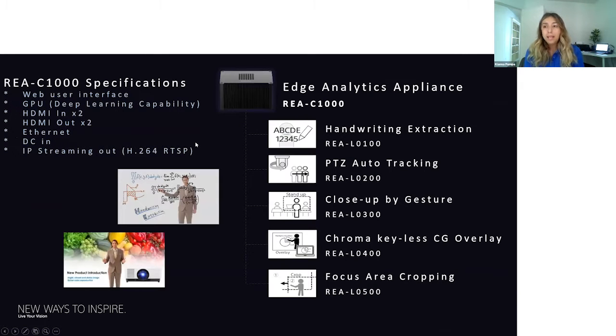So with that being said, let's talk a little bit more in depth on each component. Our Edge Analytics Appliance is what I call the brains of the operation. And we allow for 5 different licenses. Today we are strictly focusing on handwriting extraction and PTZ auto tracking. But in the chat, we can include a video of all 5 licenses and an actual demo on YouTube so that you could see for yourselves.